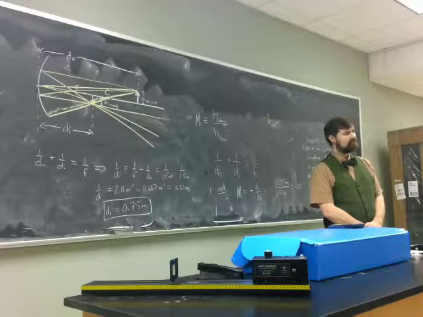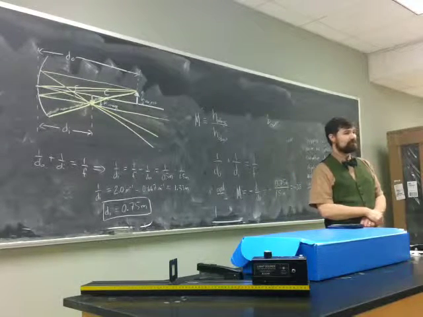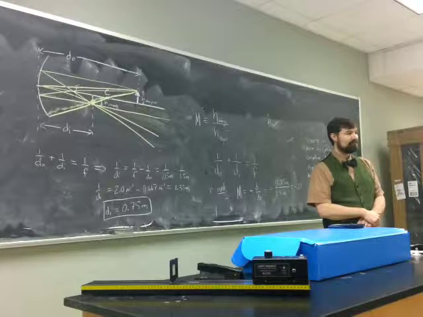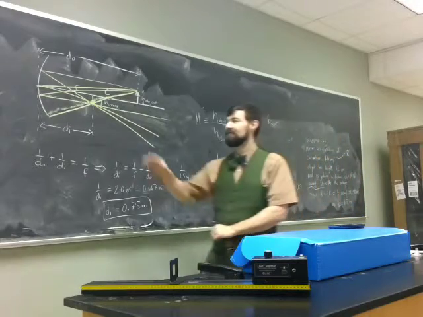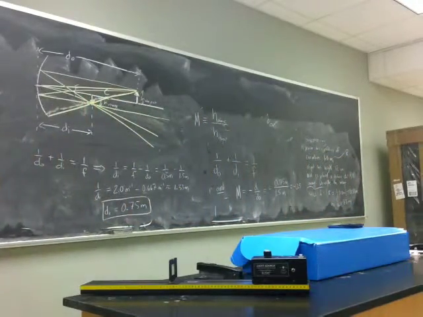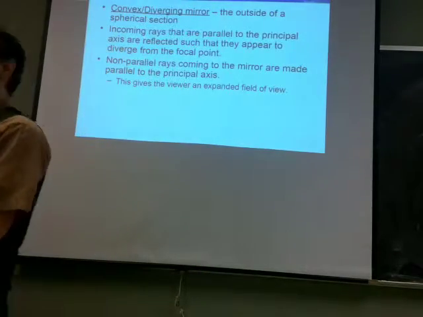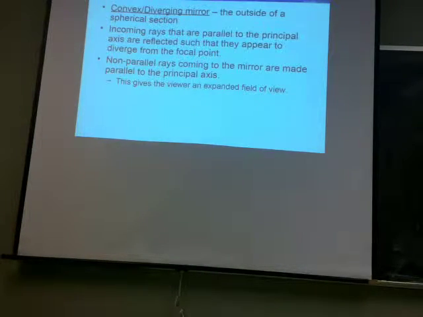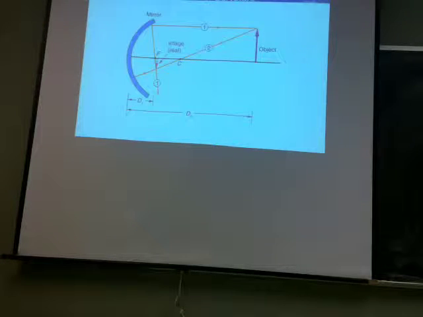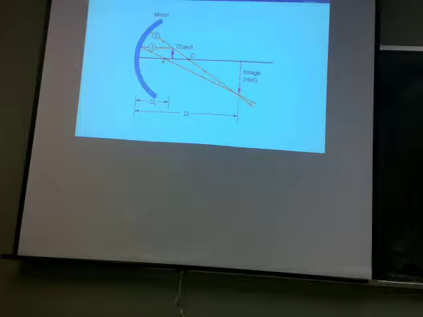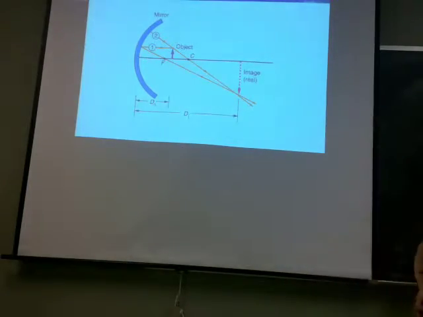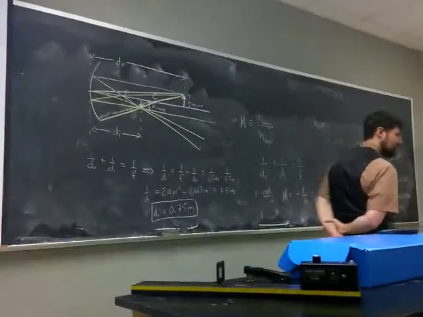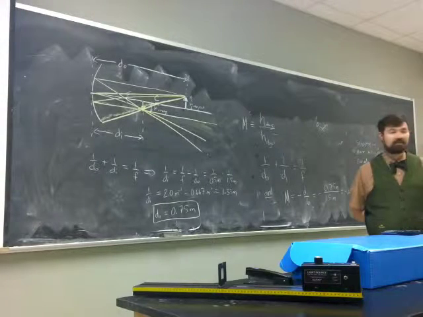Question: is it possible with this kind of a mirror to get a virtual image? We see that it's possible to get a real image. Can we get a virtual image? The answer is yes, we can. How do we do it? Where would we have to put the object to get a virtual image?